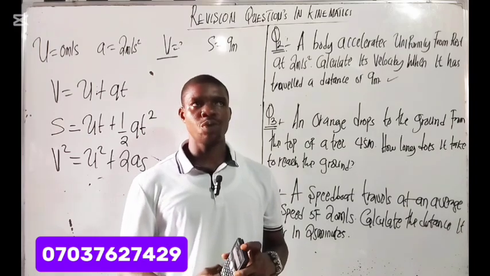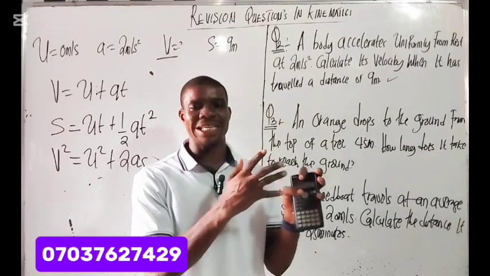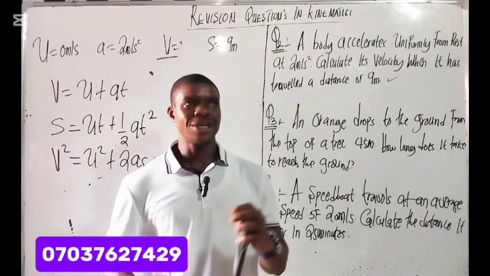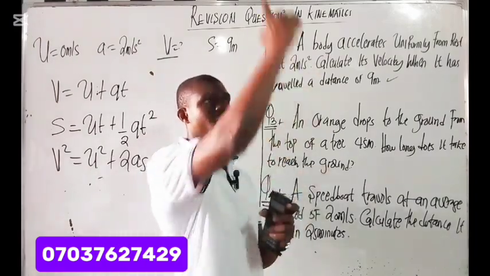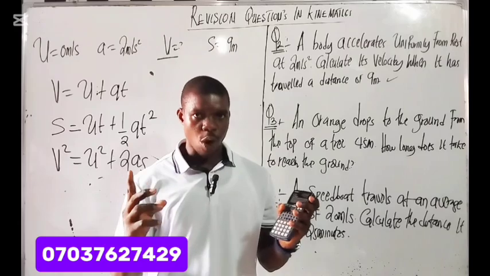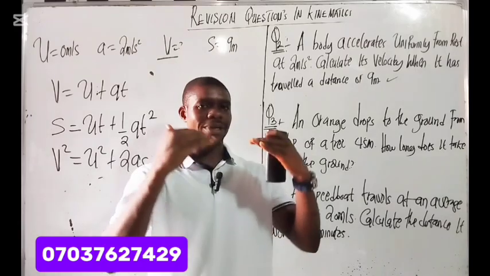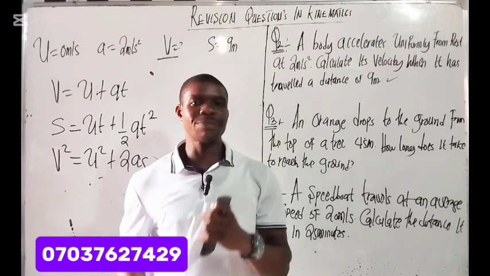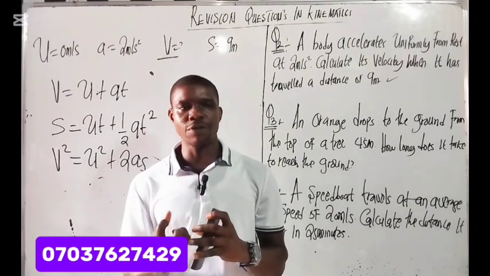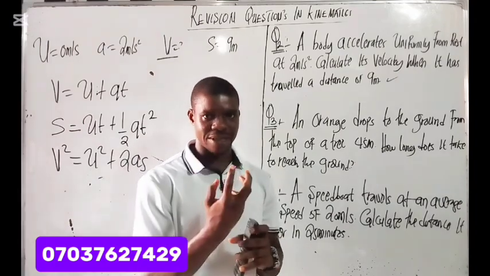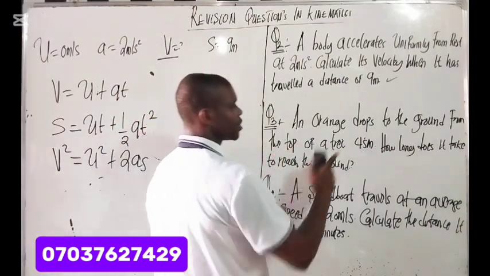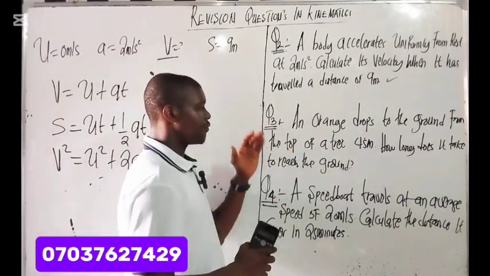And vertical motion is motion that acts under the influence of acceleration due to gravity. Do you understand? So either a body is moving up or it is coming down. When a body is falling from a height, it's called free fall. But when the body is thrown up, it's acting against gravity. Now, they say that an orange drops to the ground from the top of a tree.